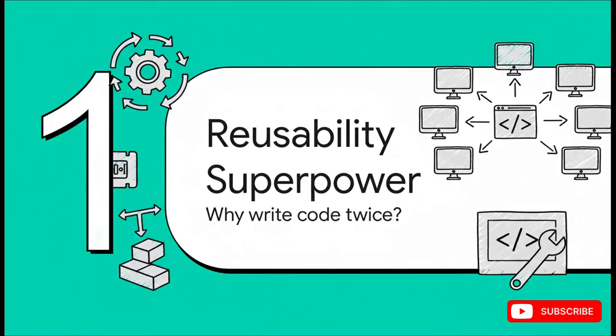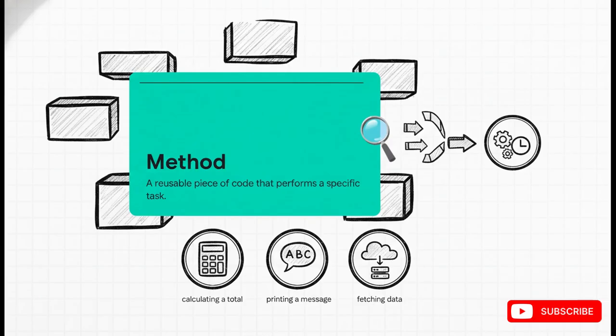Okay, so what's the big idea with methods anyway? It really all boils down to one incredibly powerful concept, reusability. Why on earth would you ever want to write the same piece of code more than once? At its core, that's all a method is. It's just a block of code that you give a name to. It's designed to do one specific job really well, whether that's calculating a total, displaying a message, or grabbing some data. It's a tidy, reusable little package of logic.